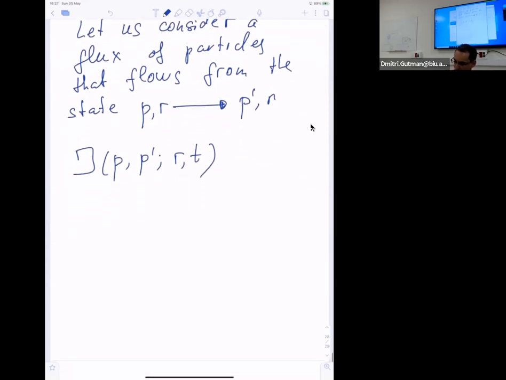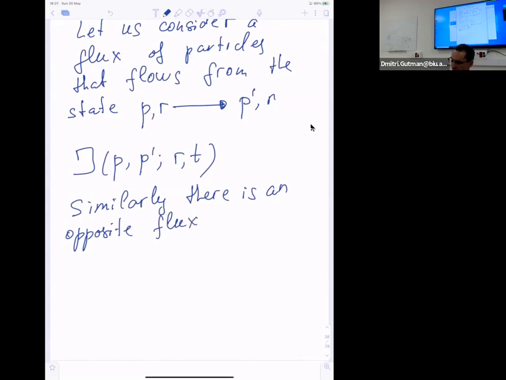Similarly, there is an opposite flux. The opposite flux goes from state P prime into state P. And according to our notation, this should be labeled J_P'P at the point R and time T. Okay.